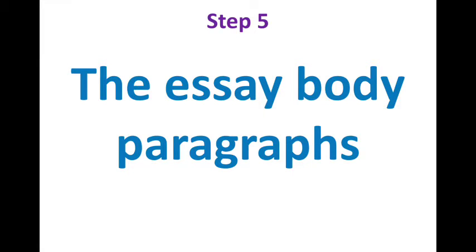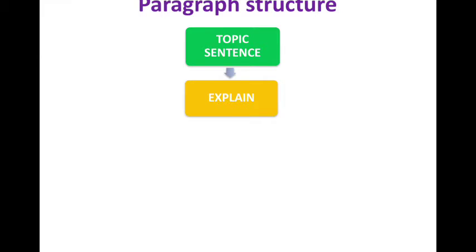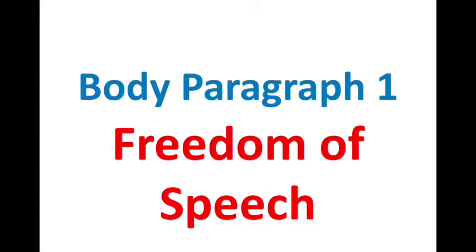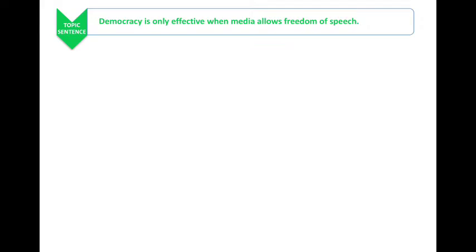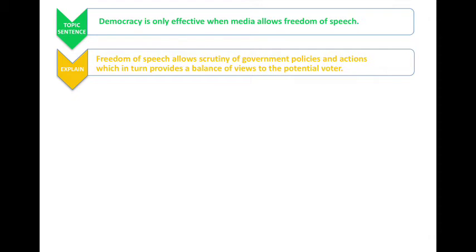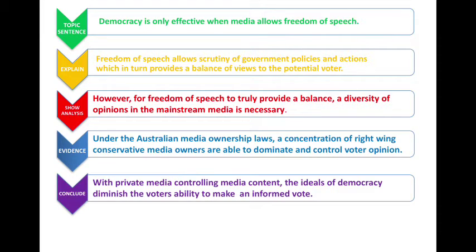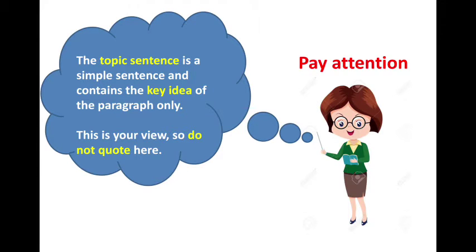Now let's start writing the essay body paragraphs. So remember the paragraph structure: topic sentence, explain, evidence, show analysis, conclude. My first paragraph is on freedom of speech. I have my topic sentence. It's a nice short, simple sentence. It tells the reader what will be in this paragraph. I explain, I give analysis, I give evidence, I conclude. Please note, the topic sentence is a simple sentence containing the key idea of the paragraph only. This is your view, do not quote here.